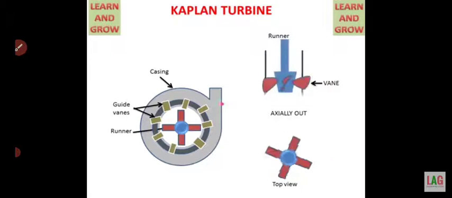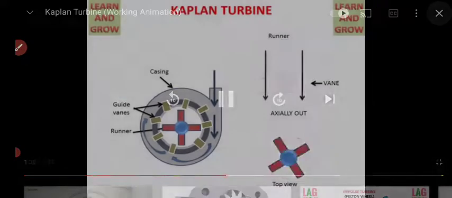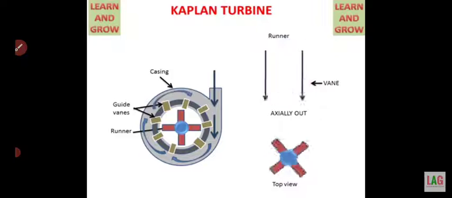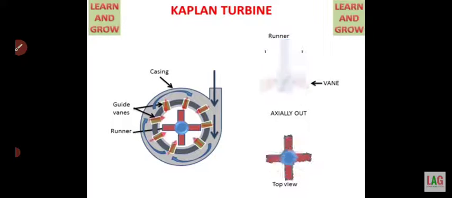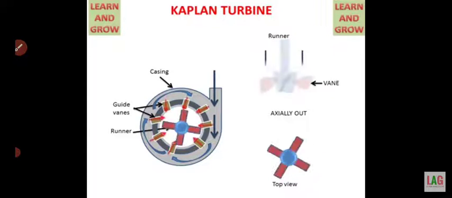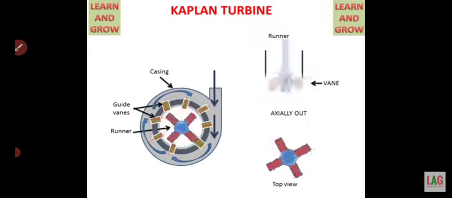Now we see in this figure how it will work. Water will come into the casing and rotate in the casing. By the rotation, it will enter through the guide vanes, which will guide the water to rotate the runner, and this water will fall axially on the runner, then the runner will start rotating. This is the working of the Kaplan turbine.